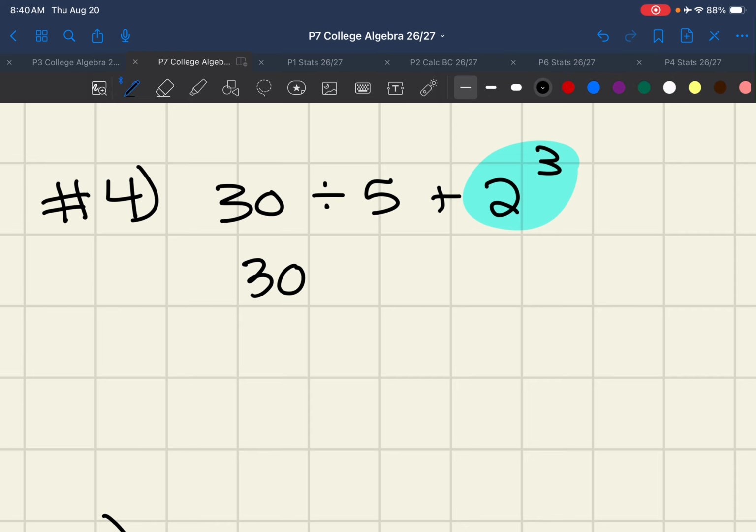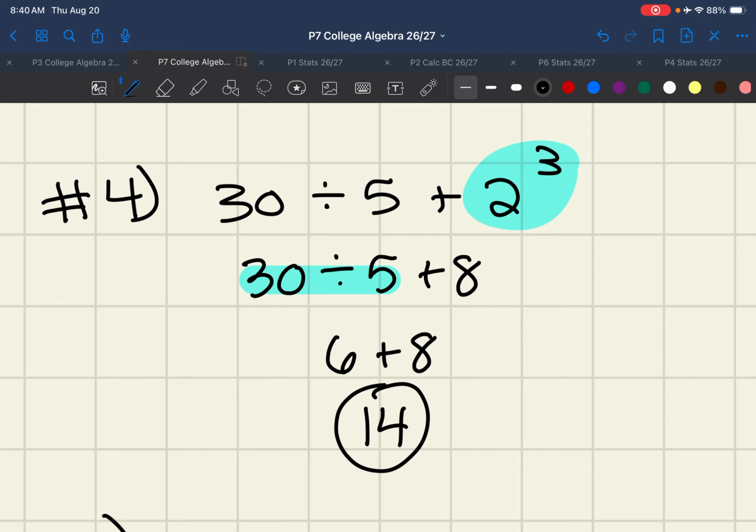And so I have 30 divided by 5 plus 8. Then I'm going to do the division first, so 30 divided by 5, and I'm going to get 6. Then I'm going to bring down the 8. 6 plus 8 gives me 14.